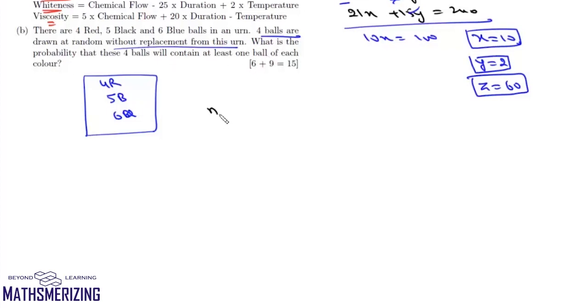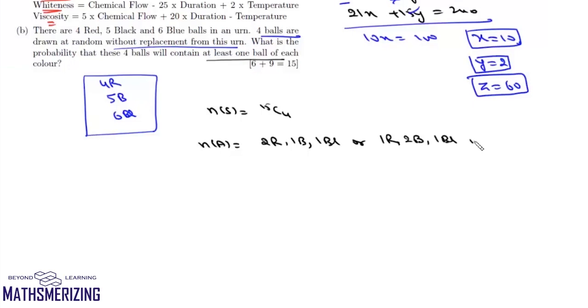Now first we'll find the total number of elements in the sample space. So altogether we have 15 balls, and from these 15 balls we can select 4 balls in 15C4 ways. Now we'll need to find the number of favorable outcomes. Now the outcomes will be favorable when these 4 balls contain at least one ball of each color. So there will be 3 cases. Either it will have 2 red, 1 black and 1 blue, or 1 red, 2 black and 1 blue, or 1 red, 1 black and 2 blue.